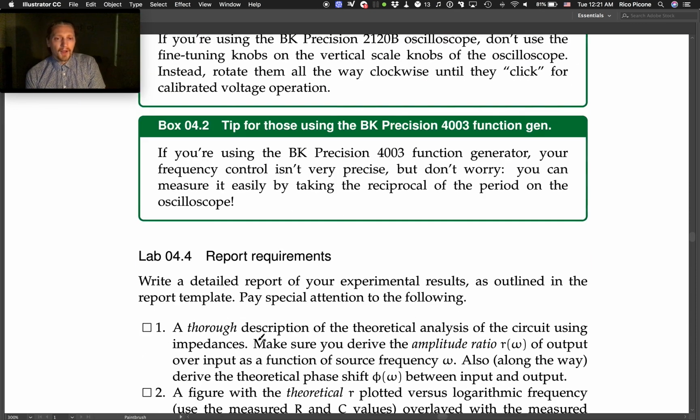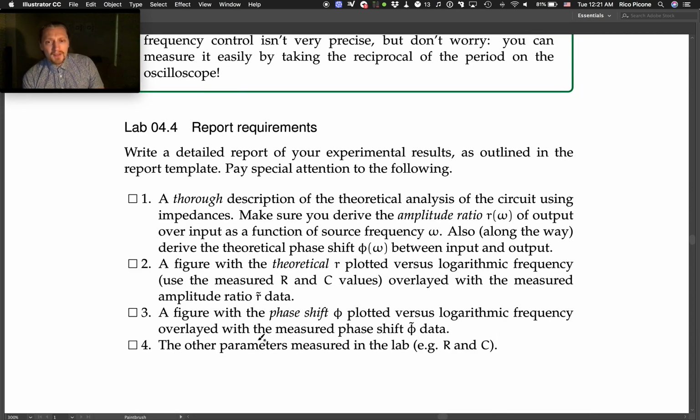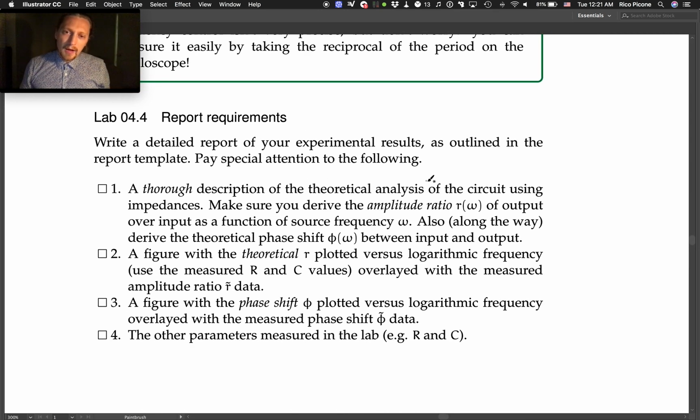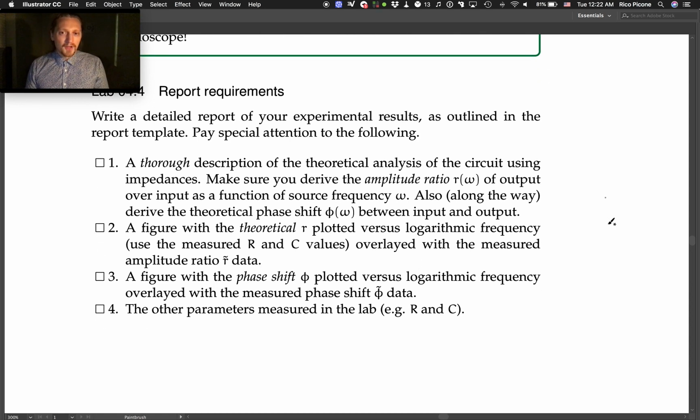Okay, report requirements, the usual stuff. You're going to divide the output amplitude that you measured by the input amplitude that you measured, and you're going to get this R as a function of omega. When you do the circuit analysis, you can come up with a theoretical prediction of it, and also the theoretical phase shift. This is really similar to a lot of the homework problems that you did. You actually did one that's essentially exactly like this for an RLC circuit.